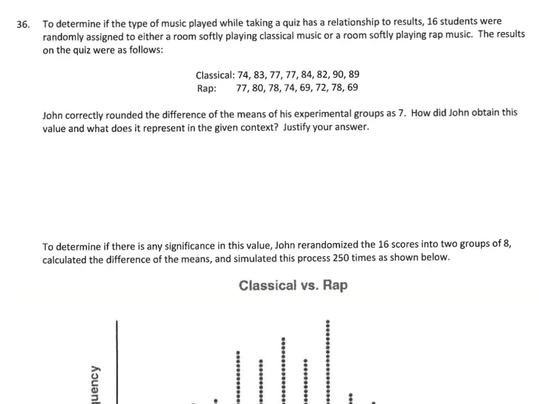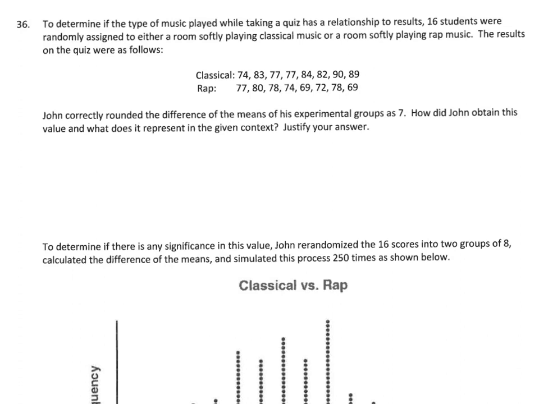Number 36, to determine if the type of music played while taking a quiz has a relationship to results, 16 students were randomly assigned to either a room softly playing classical music or a room softly playing rap music. The results on the quiz were as followed. Okay, so we can see that right here, and then it says, John correctly rounded the difference of the means of his experimental groups as 7. How did John obtain this value, and what does it represent in the given context?